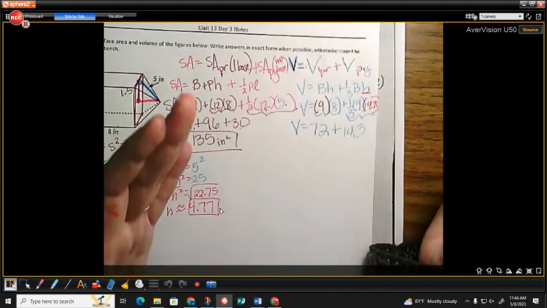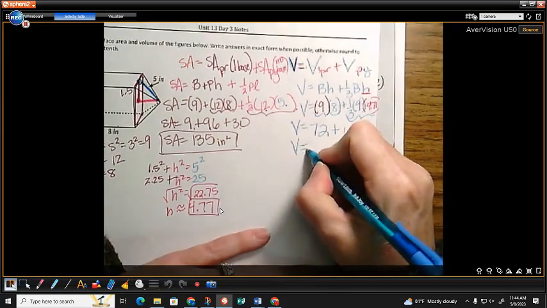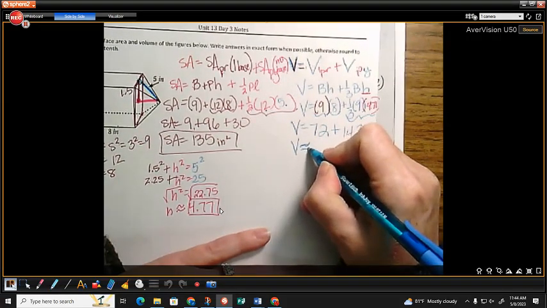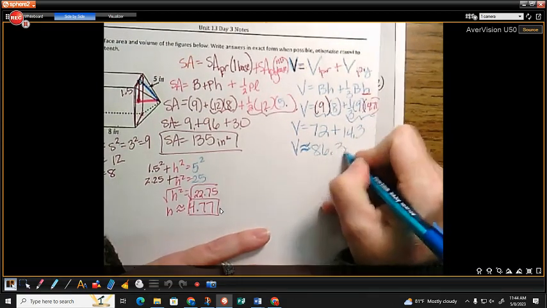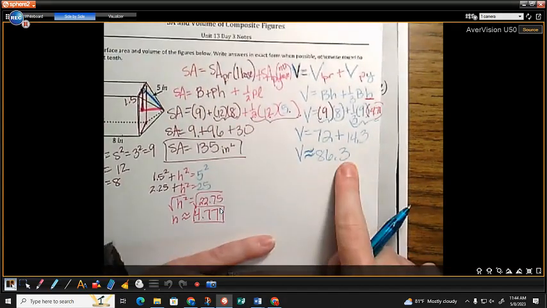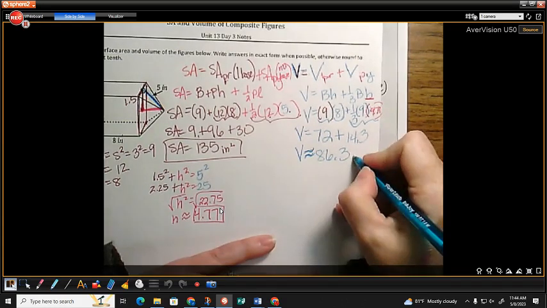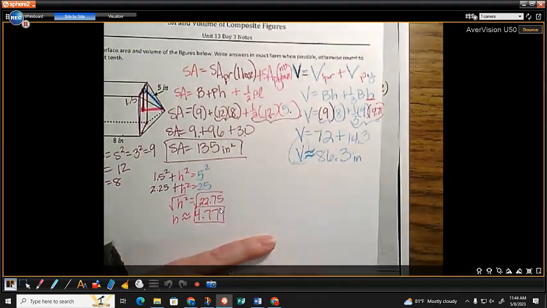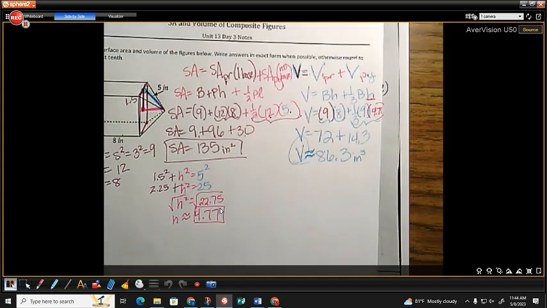Rather 3-ish, maybe? Okay? And so my total volume comes out to be approximately, because I have now rounded, about 86.3 something or other. It's said to round to the nearest tenth, so I'm going to leave it at the tenths. So close. One missing you. They don't leave it naked. So it's got inches, but since it's volume, what kind of inches are they? Cubic. Cubic inches. Okay?